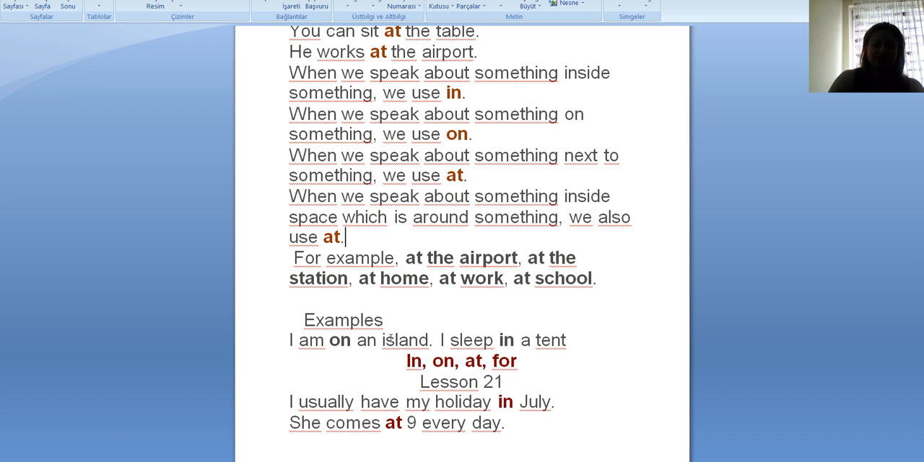Another example: I am on an island. Niye a island demiyoruz burada? Because it's e harfi olduğu için buraya n koyuyoruz. Bunu çok fazla kişi hata yapıyor. I am on an island. Ben bir adadayım, adanın üzerindeyim gibi. I sleep in a tent. Ben çadırın içinde uyuyorum. Tent, çadır demek. I sleep in a tent.